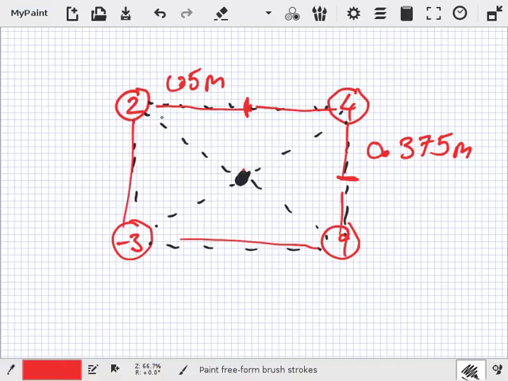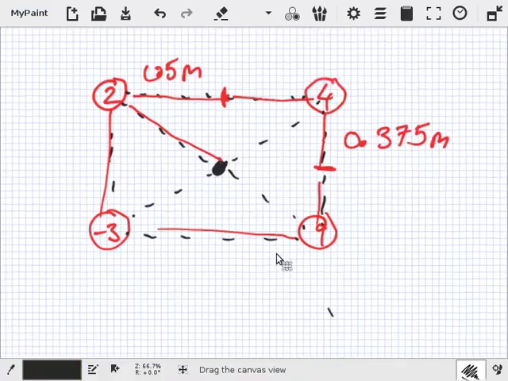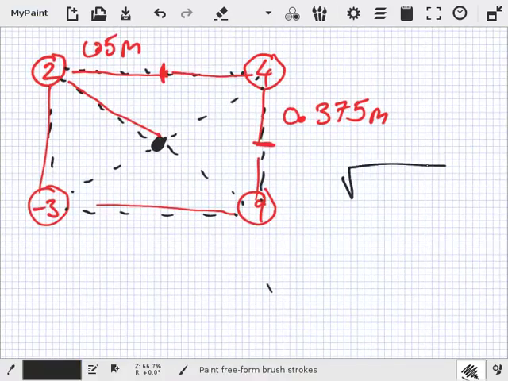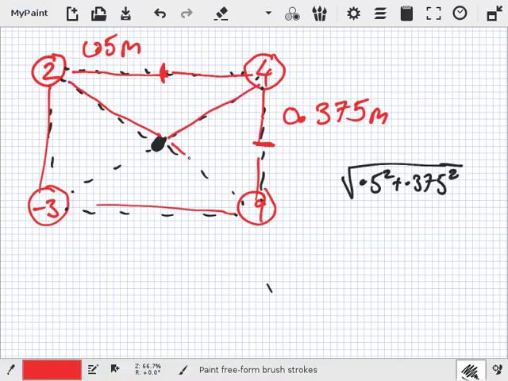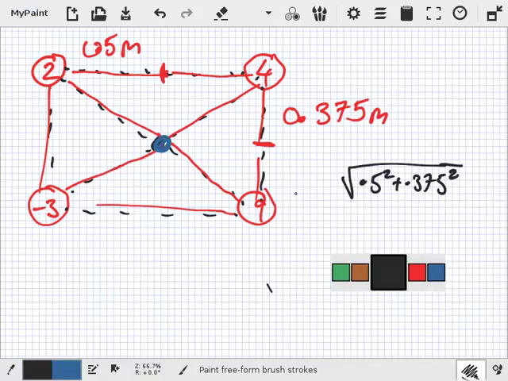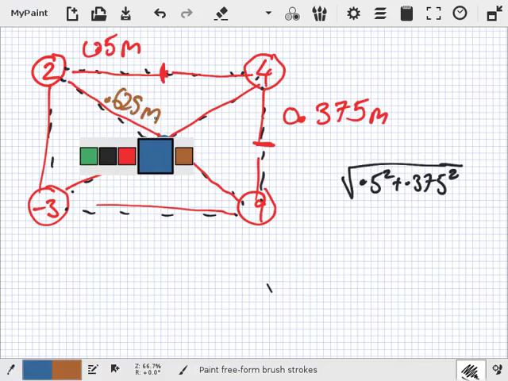But I also want this distance here, which I can get from Pythagoras. So if you just bash into the old calculator, square root of 0.5 squared plus 0.375 squared, what do we get, please? This is 0.625 meters.